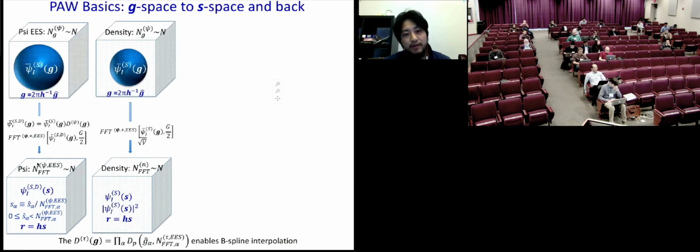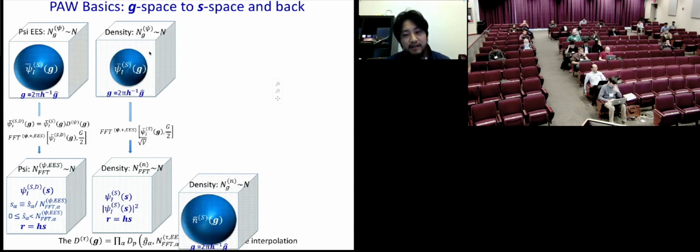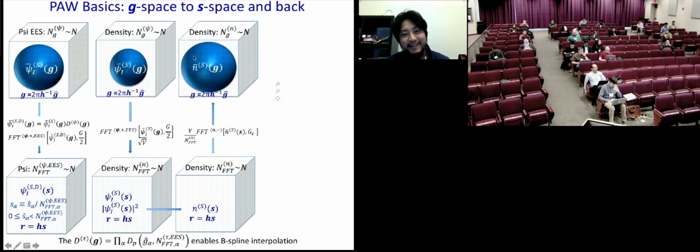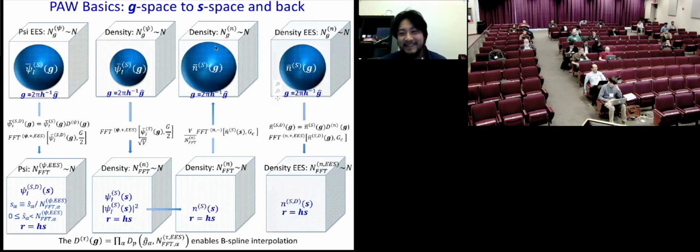Also, we can use the density grid, which is twice as dense in the real space, and we FFT back, so we get the plane wave coefficients for the electron density in the G space. As you can see, the sphere grows larger. That's because the G-space cutoff for the density is larger. Okay, and you can also do ES on the density.